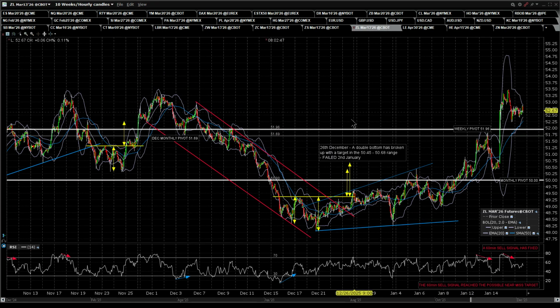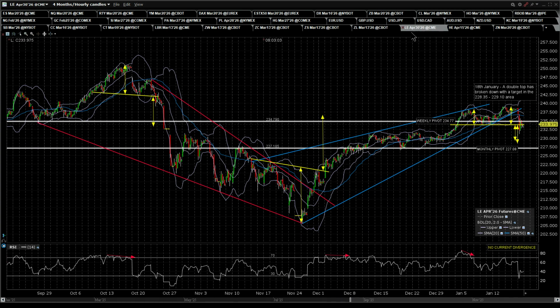So we'll see. ZL had a very strong bounce here. Looked like a bear flag forming. Turned out not to be, or the bear flag broke up. So this has retested the prior high here. 6-minute sell signal fixed, but we'll see how that goes.